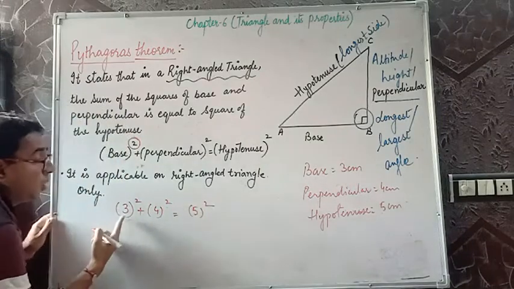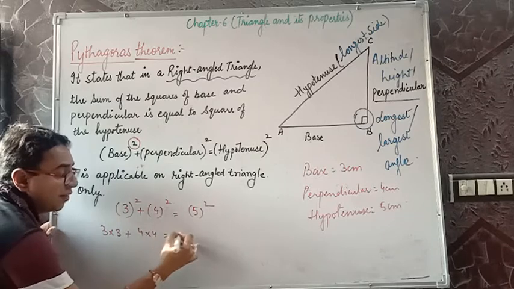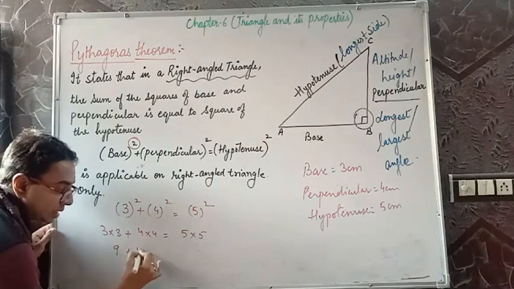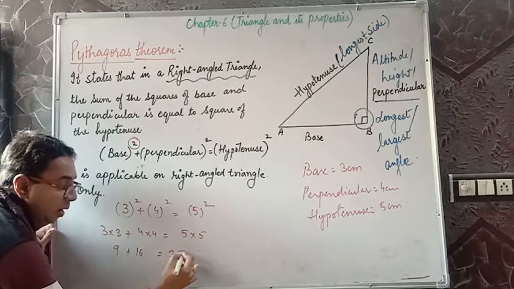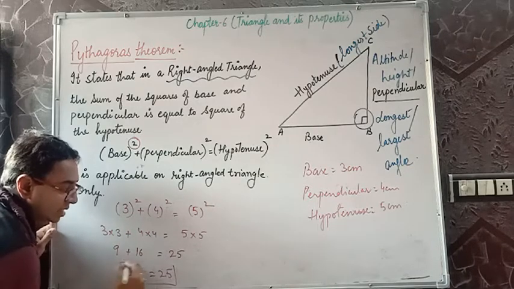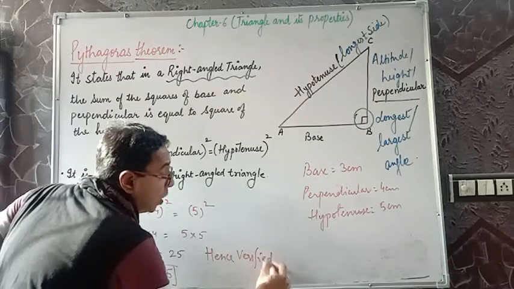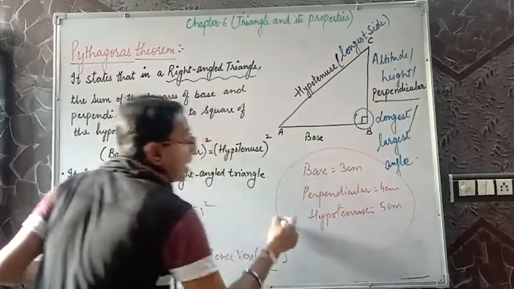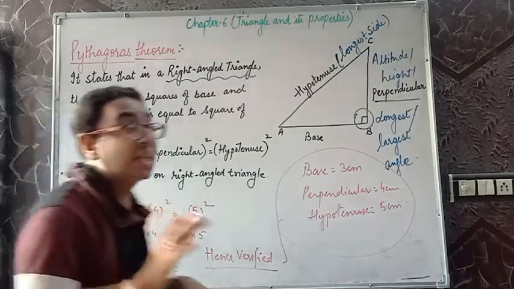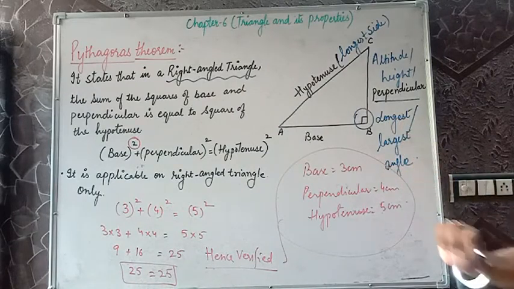Let us solve. What is 3 square? 3 into 3. What is 4 square? 4 into 4. What is 5 square? 5 into 5. So what is 3 into 3? 9. What is 4 into 4? 16. What is 5 into 5? 25. What is 9 plus 16? That is 25. 25 is equal to 25. Yes, hence verified, Pythagoras theorem is applicable on a right angle triangle with such measurements. Are we clear? This is what Pythagoras theorem states.